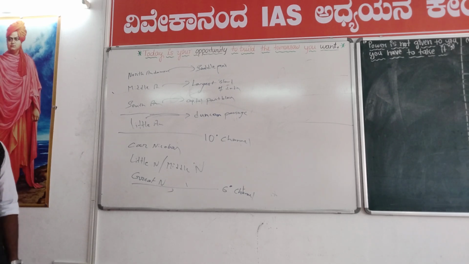And Little Andaman is the northernmost Andaman, yes or no? No, southernmost. Then what is Great Nicobar? I mean, Little Nicobar. My question is, what is the southernmost Nicobar? Great Nicobar. What is the southernmost Andaman? Little Andaman. Port Blair is the capital, within South Andaman.